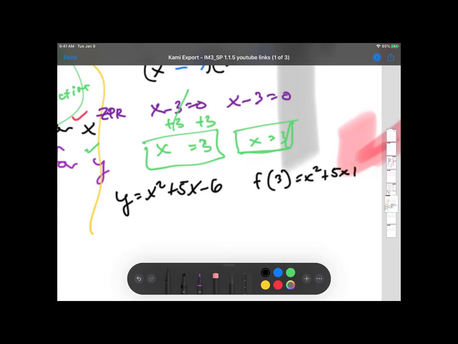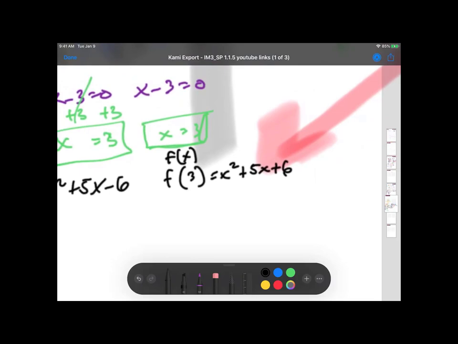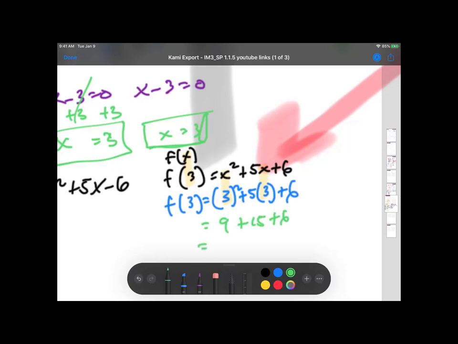I use function notation because some students said they still don't get that, which is okay. Let's use function notation. Every x value you're going to put in a 3. So we have f of 3 equals 3 squared plus 5 times 3 plus 6. You can just simplify this. That's 9 plus 15 plus 6. This gives you 24. This gives me 30.